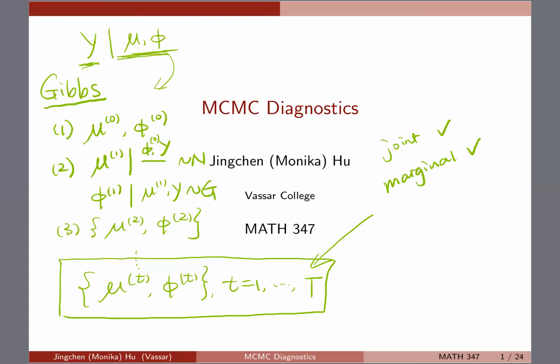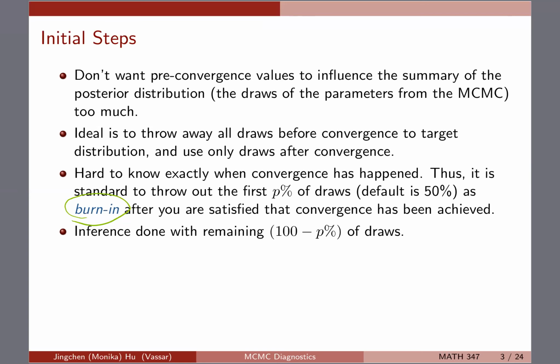But still, sometimes it's going to take a while before the draws get to the actual sample space that you want to explore. So a standard practice is to throw away some of the beginning draws that we don't want to affect our analysis in the end. Okay, so the standard practice is called burn-in, and the idea is you throw away the first P% of the draws. The default is 50%, and the rest will be kept for making the inference.